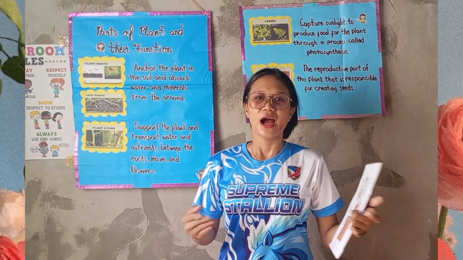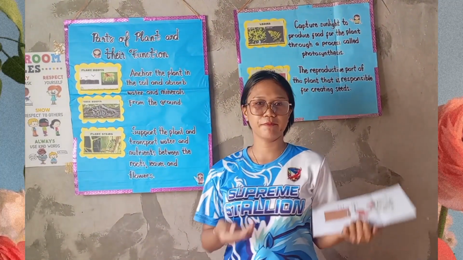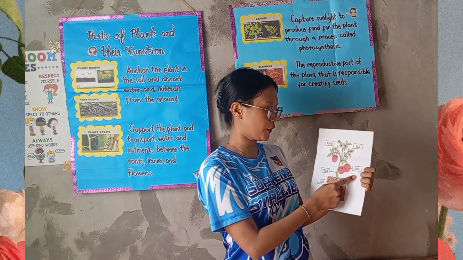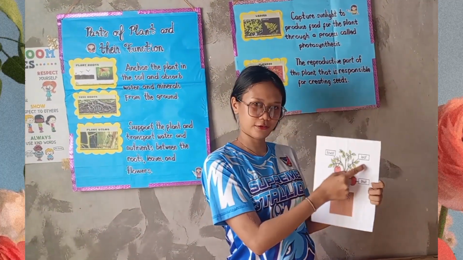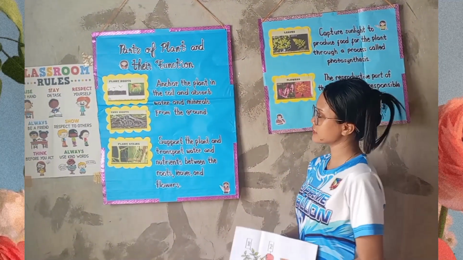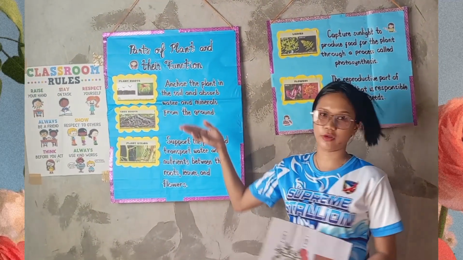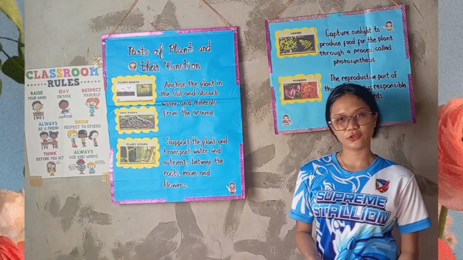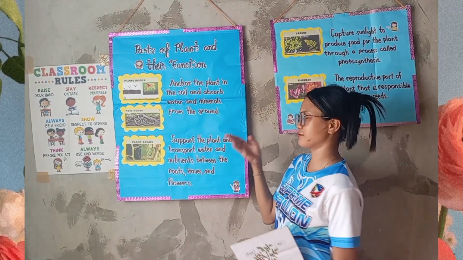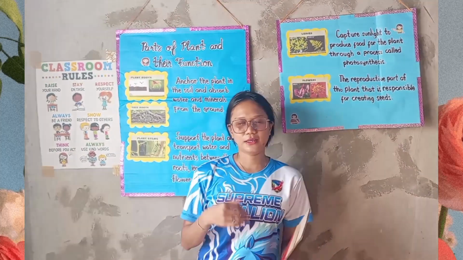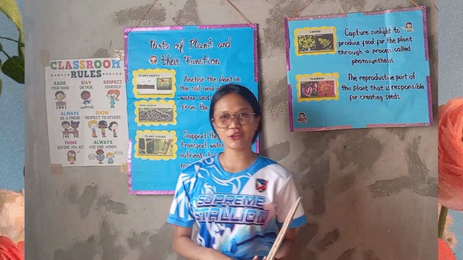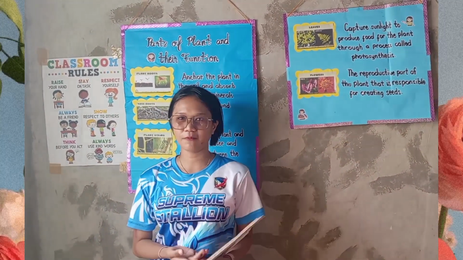So from now, I will discuss and explain the main function of root, stem, fruit, flower, and leaf. So these are the parts of a plant and their functions. First is the plant root, or tree root. A plant root and tree root anchor the plant in the soil and absorb water and minerals from the ground. So roots hold the plant in the soil. They act like a straw. They absorb water and nutrients from the soil.